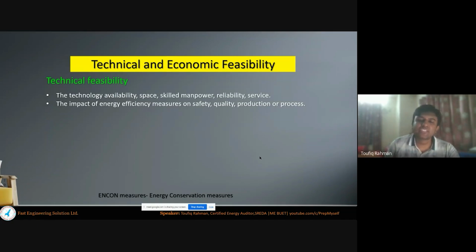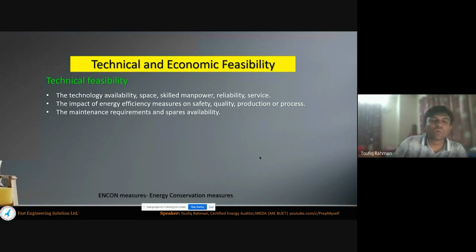Also, what are the maintenance requirements, what is the spare parts availability? If an industry imports something and those parts are not available in the market, you will be in trouble. If you propose or recommend a technology that is not available in Bangladesh, or your country, it will be very difficult for everyone. This is not technically feasible.